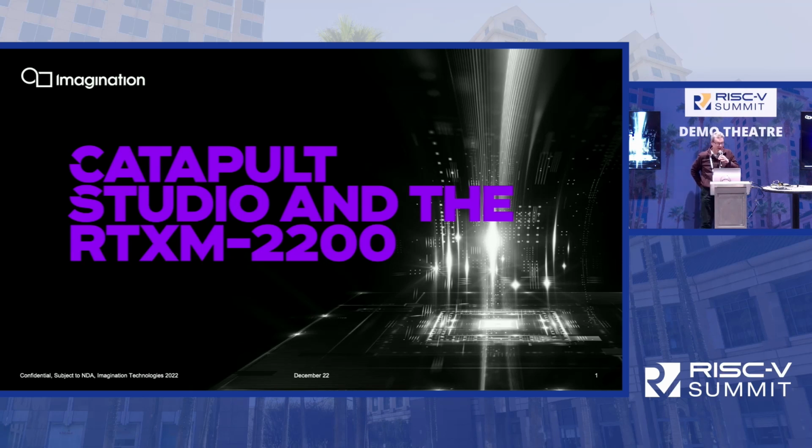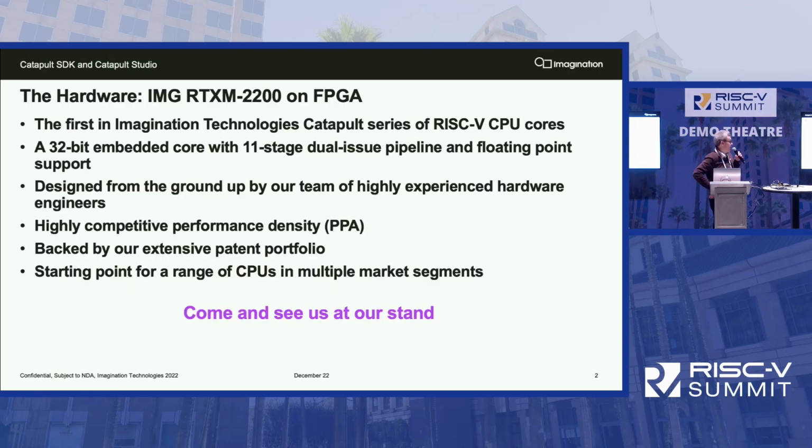Let's stand back here. I'm going to be showing you our IDE, which is called Catapult Studio, working with an FPGA containing our latest CPU hardware IP. It's called the RTXM-2200. So first, a quick word about the hardware itself.